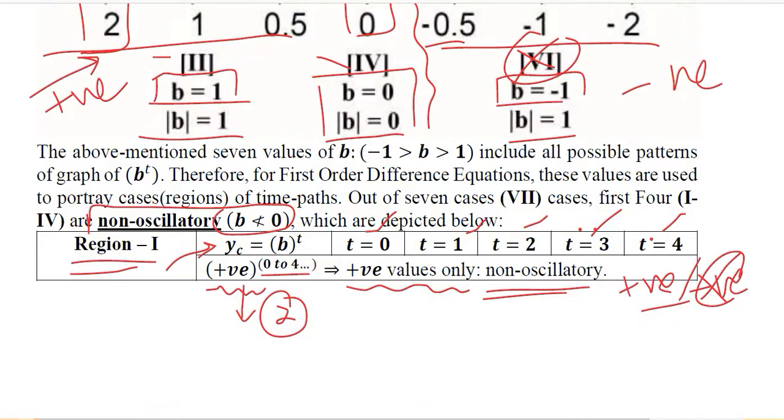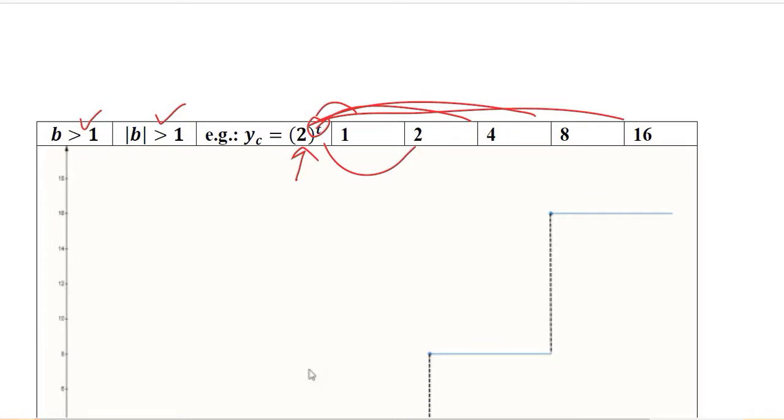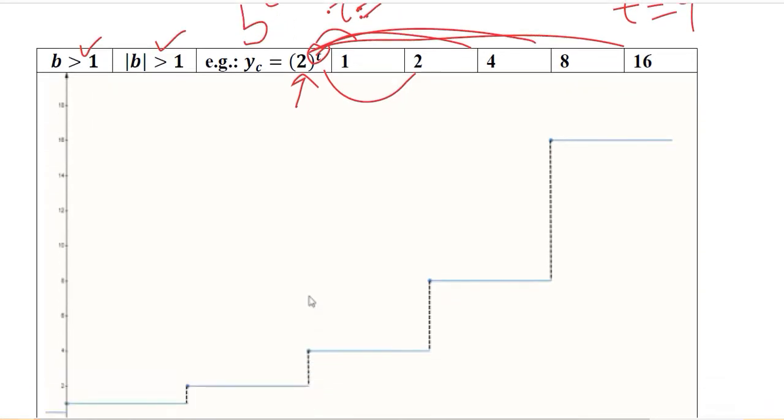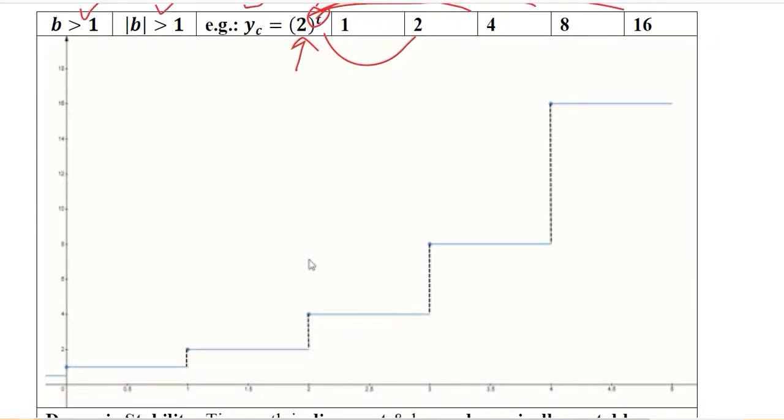Just to recall that we are putting t equal to 0 in the first case, then 1, 2, 3, and 4. All these values will be visible here, their answers. This is where t is equal to 0, and this is where t was equal to 4, and this is the value of b exponent t.